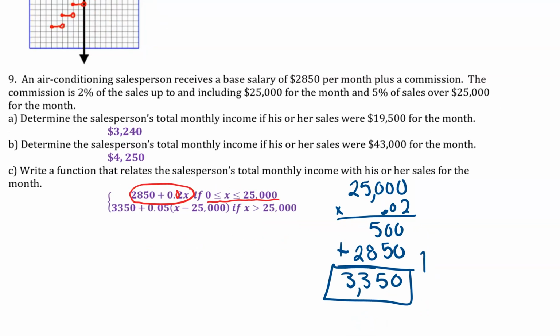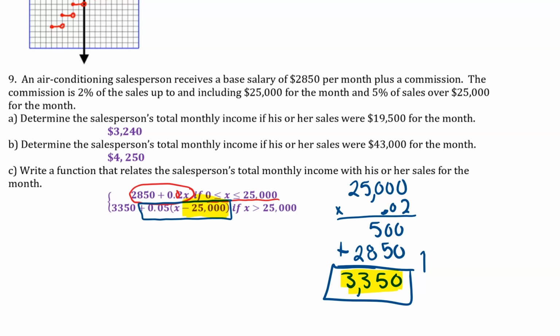But they will also make some money on the sales that they've made over 25,000. But this number here already included the first $25,000 in sales. So we don't want to include it again. So we subtract that because they're only getting 5% commission for the sales that are over 25,000. So we don't want to count it twice.